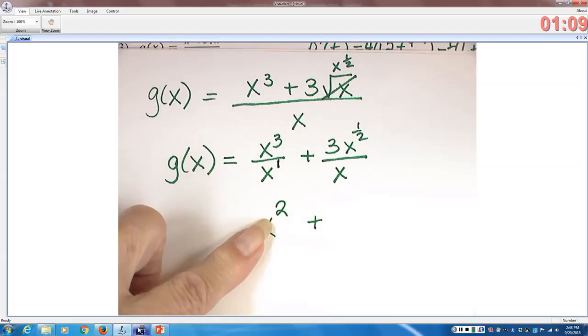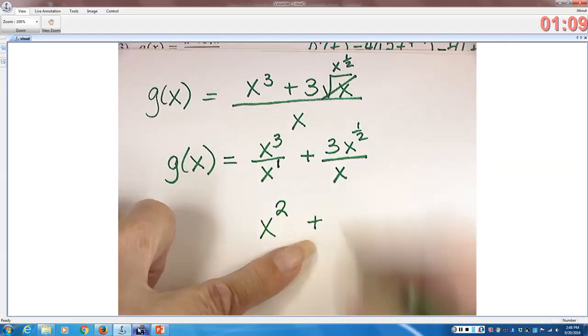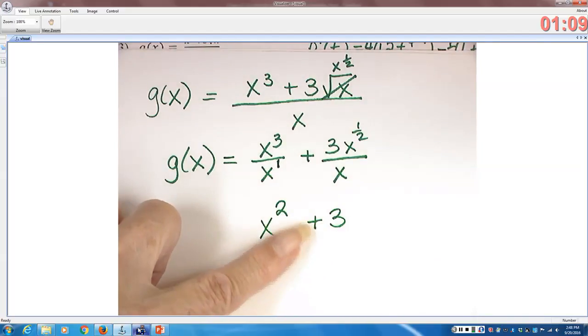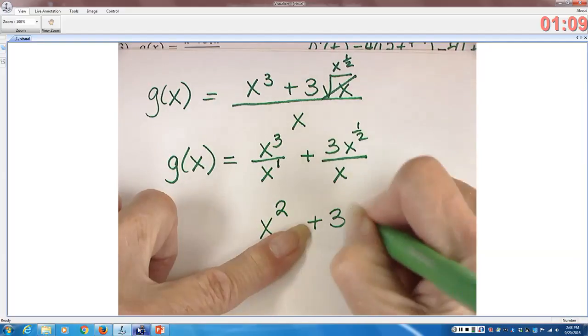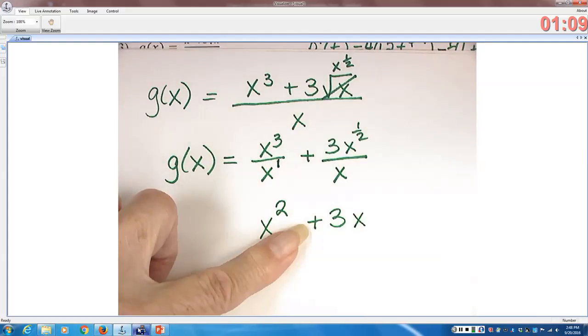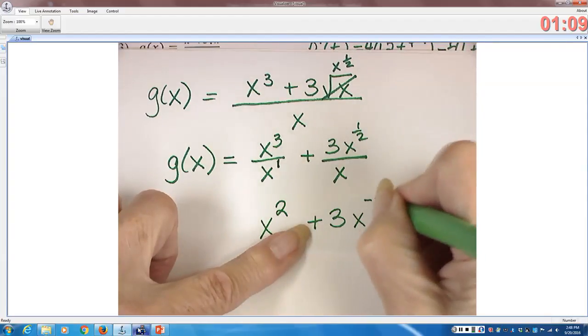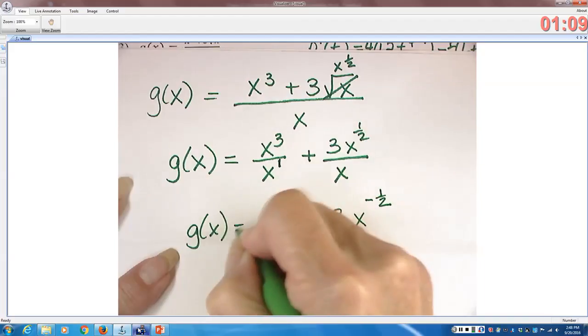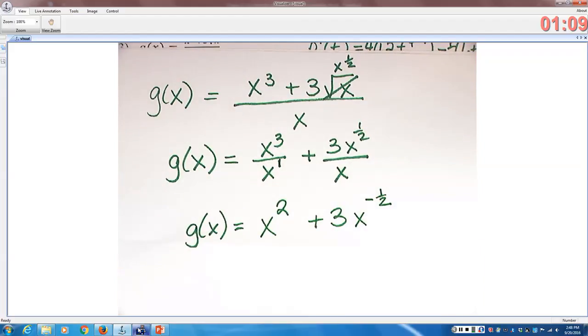The reason I stopped to ask you that and the reason this example is there is because that 3 isn't going anywhere. It has nothing to do with anything. It's just sitting out there in the front. Remember, it's just window dressing. But I've got x to the 1/2 over x. 1/2 minus 1 is negative 1/2. Now, can you take the derivative of g of x? It should be a lot easier now, okay?